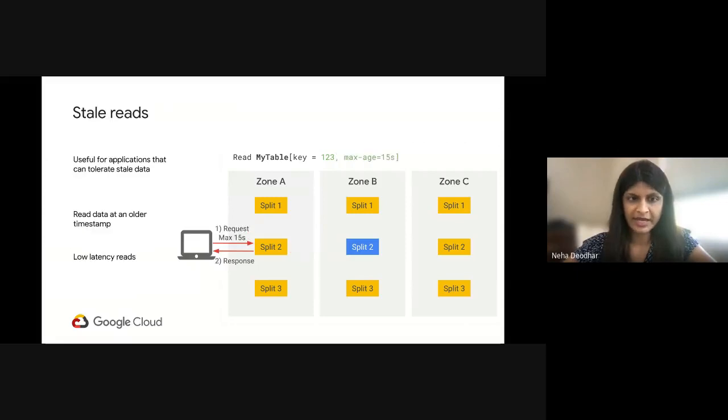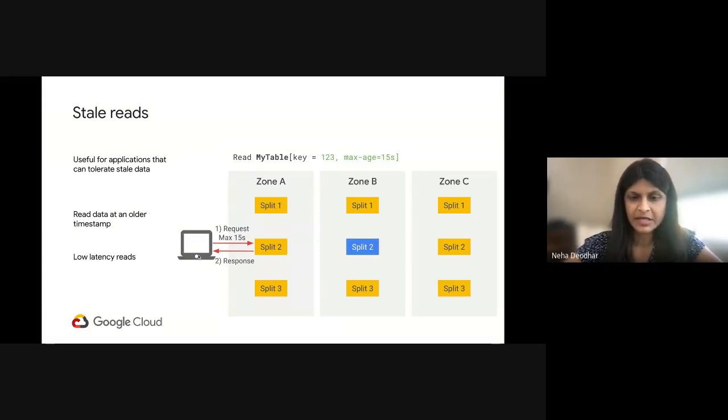Now, to avoid that, we have a concept of stale reads. This is useful for applications that can tolerate slightly stale data. And by stale data, I mean a few seconds stale. So I'm okay with reading, let's say, 10 seconds or 15 seconds stale data, but my application wants much lower latencies. So I want to avoid that cross-region communication with the leader. Such applications can benefit from using stale reads.